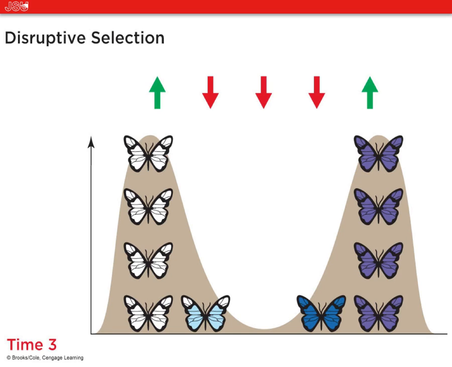So basically, with directional selection, only one extreme is selected for. Correct. Stabilizing selection, the average is selected for. The extremes are selected against. In disruptive selection, the extremes are selected for.